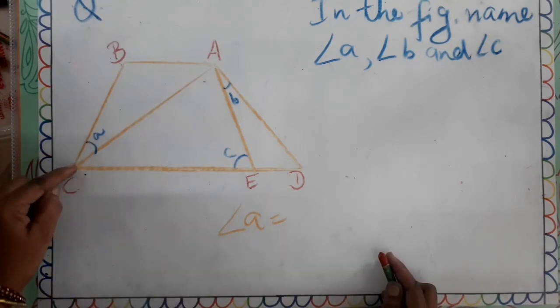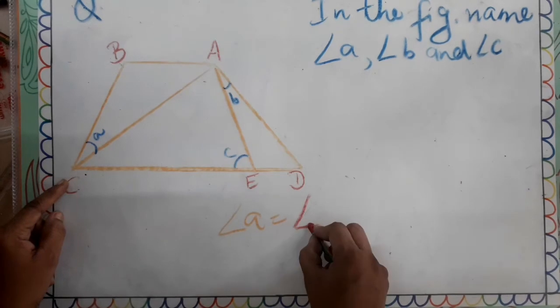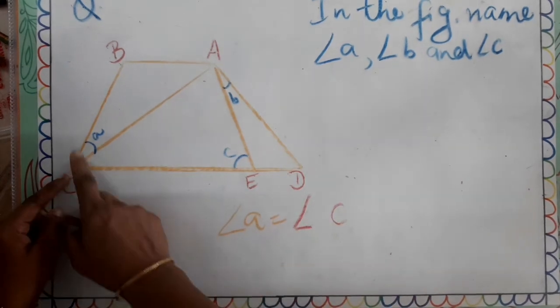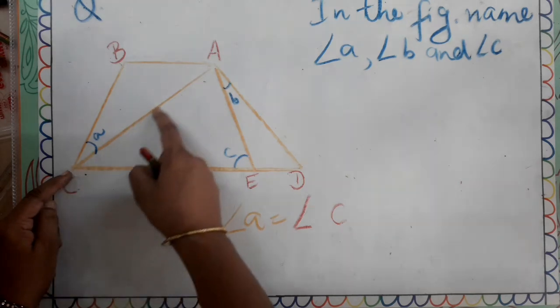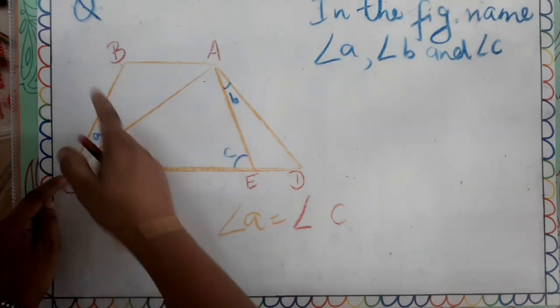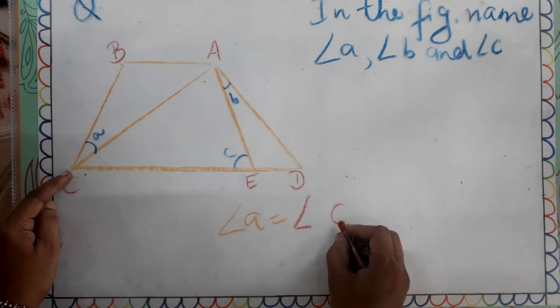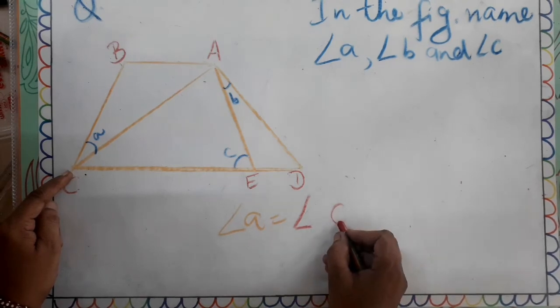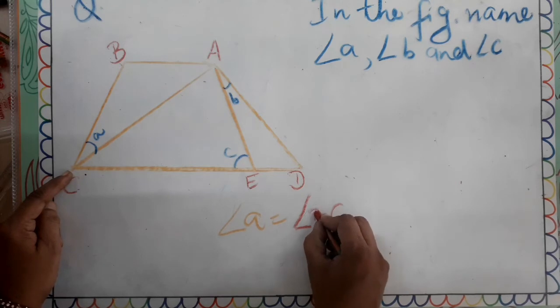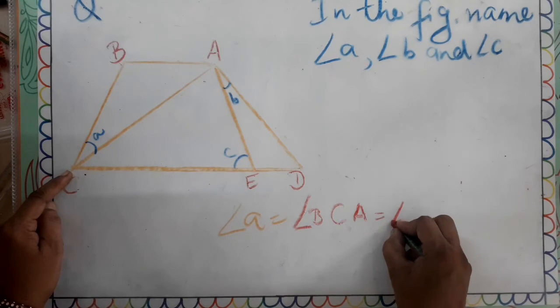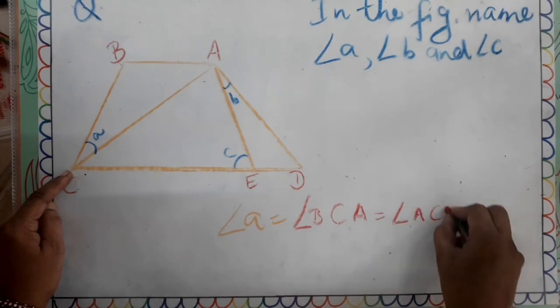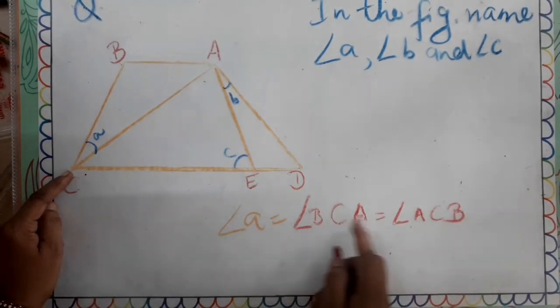So here, which is this vertex? C. So C should be my middle letter, and which are the two arms here? So here you can see that CA and CB. So this can be written as, C is the vertex and the other two letters on either side of C. So here I can write it as B and here A. This can also be written as ACB from the reverse way.